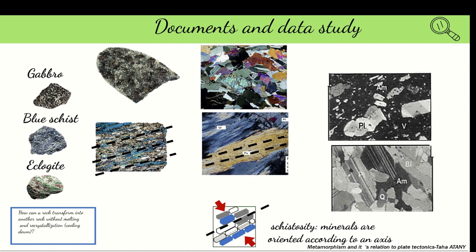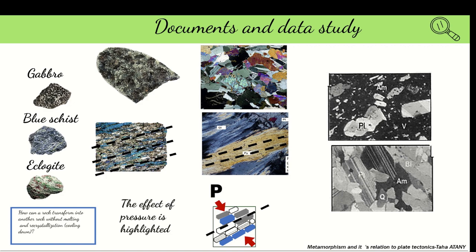So in schistosity there is no melting down whatsoever. There is pressure involvement in placing each mineral in an oriented manner. So blue schist is not a result of any cooling or melting down. Okay, and here pressure is highlighted through this axis. It's always perpendicular to the axis of orientation, minding few exceptions.